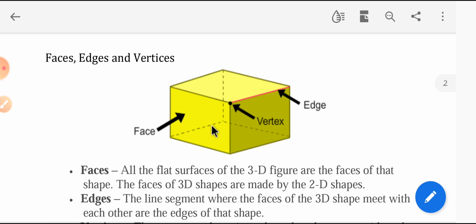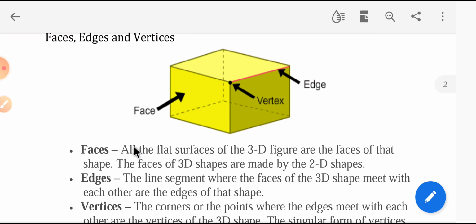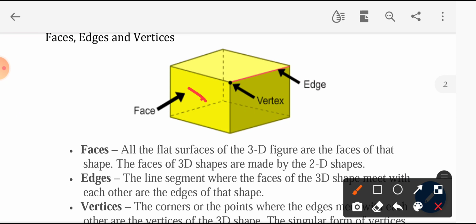Now we'll see what are the faces, edges and vertices. So faces, all the flat surfaces of the 3D figure are faces of that shape. The faces of a 3D shape are made by 2D shapes. So first of all you have to see what are the faces. Faces means this 1, 2, like this 3, 4. This one is the shape of a cube.